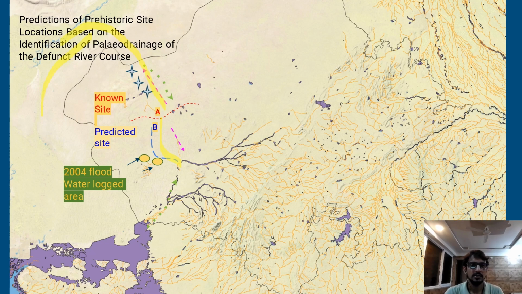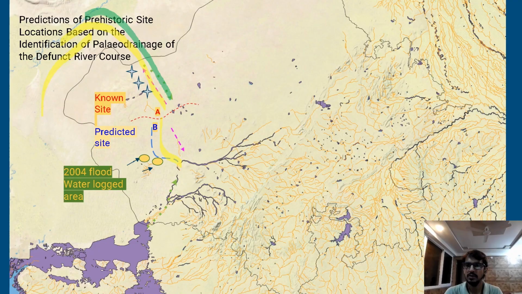But this is the major water divide which separates the flow in this direction and that direction. So if humans got here at A, and later we identified site B because of this strategy or a guess, then if humans got here this way, this is one of the possibilities. Another possibility is they might have come from the Indus to here.